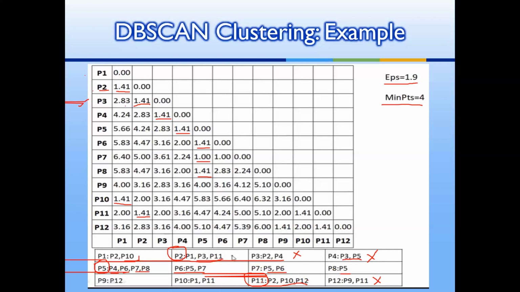Now, these 3, which ones? My P2, then P5 and my P11 are the only core points. So the remaining points will act as noise points. In the next step, we will discuss whether these noise points can be converted into border points or not. So we will check the border point conditions.